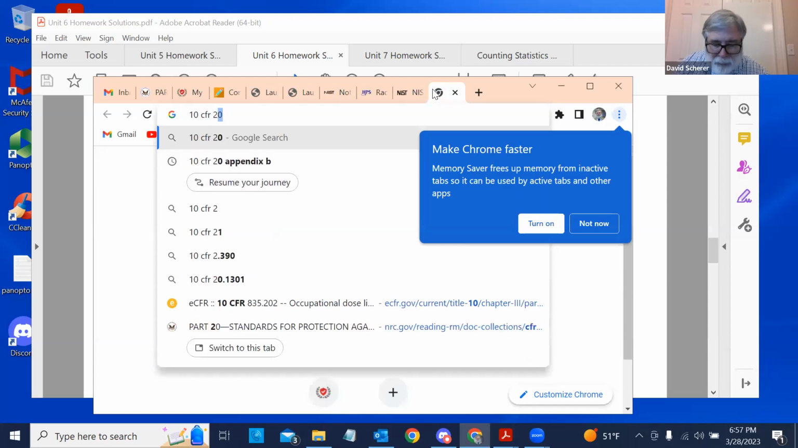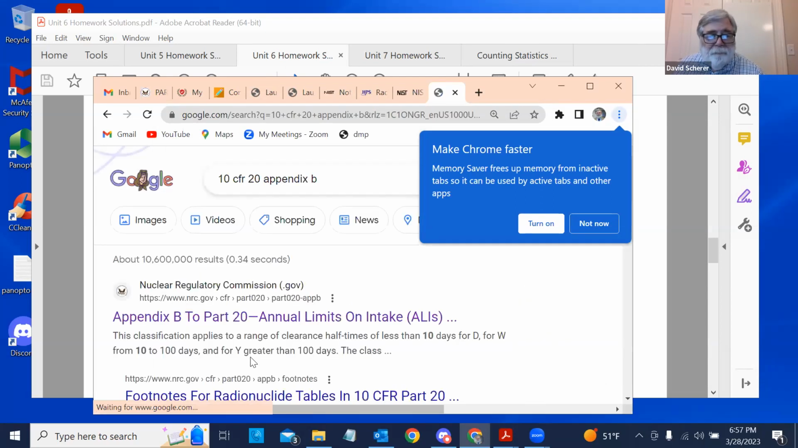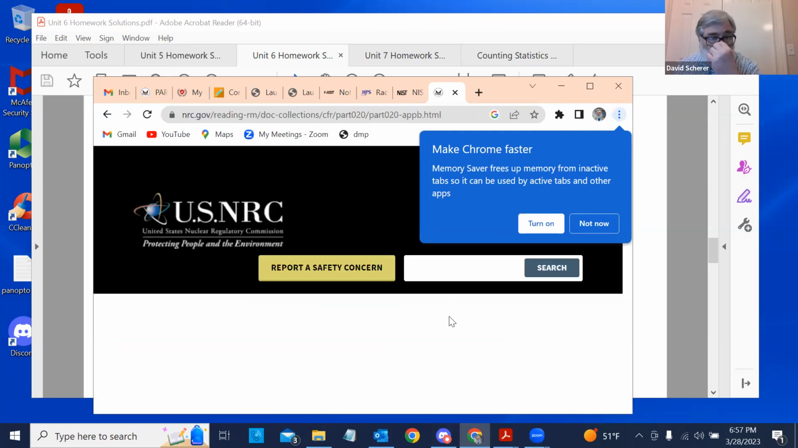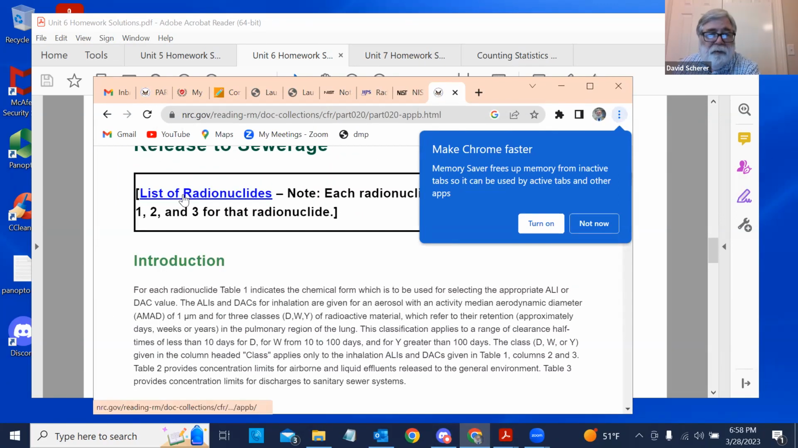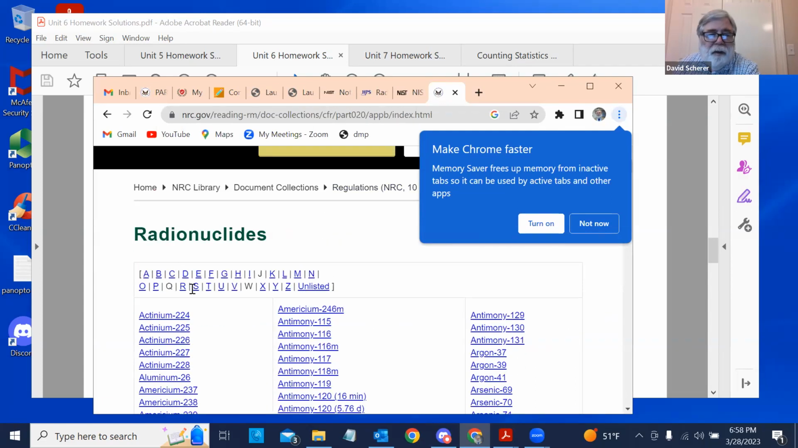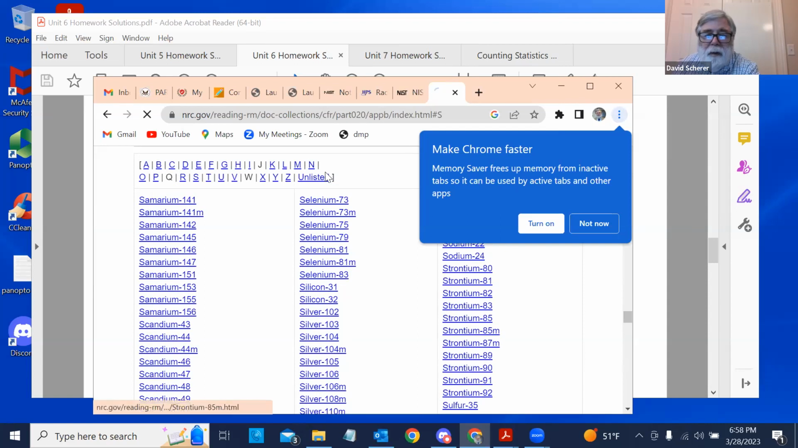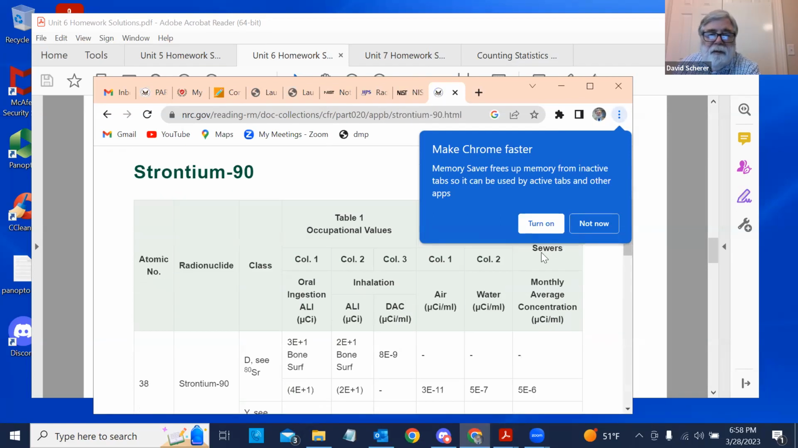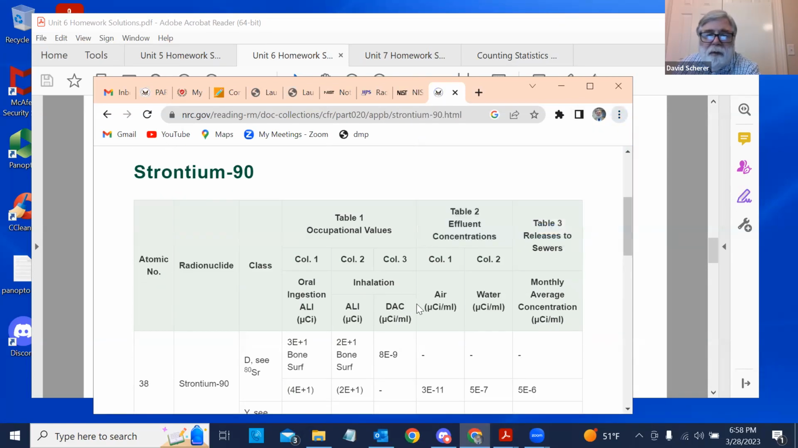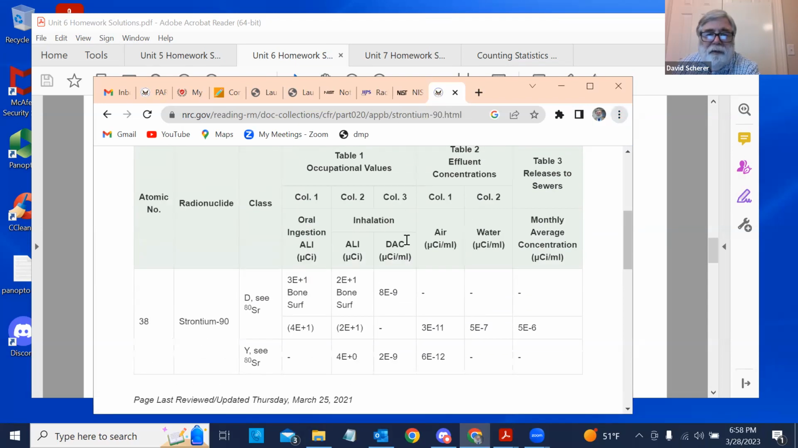I want to show people how you get to this data. Appendix B has the data. When you go to Appendix B, it tells you to get the list of nuclides. I go to S to find strontium 90. Okay, so I'm looking at inhalation.